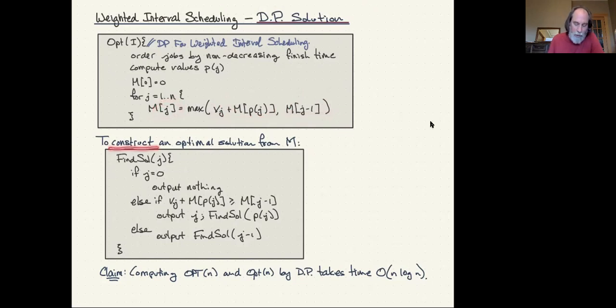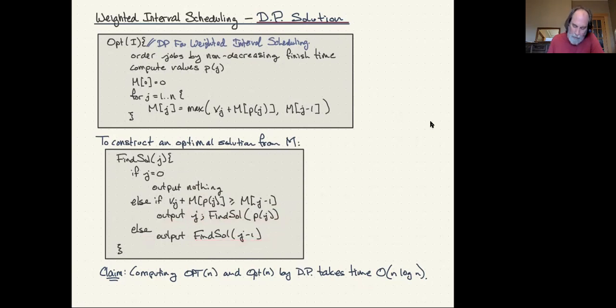Okay, to construct the actual optimal solution, once we've computed m, we do almost the same thing, except we don't have to compute the values p sub j. Okay, if j is 0, output nothing. If v sub j plus m of p sub j is at least m of j minus 1, output j followed by the solution for p sub j, and otherwise output the solution for j minus 1.